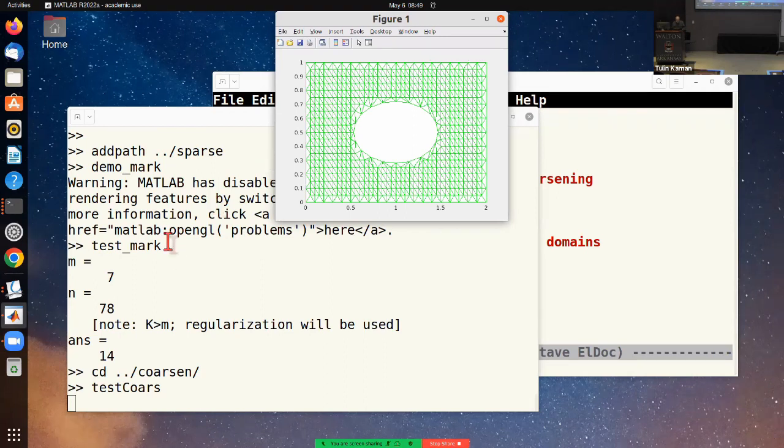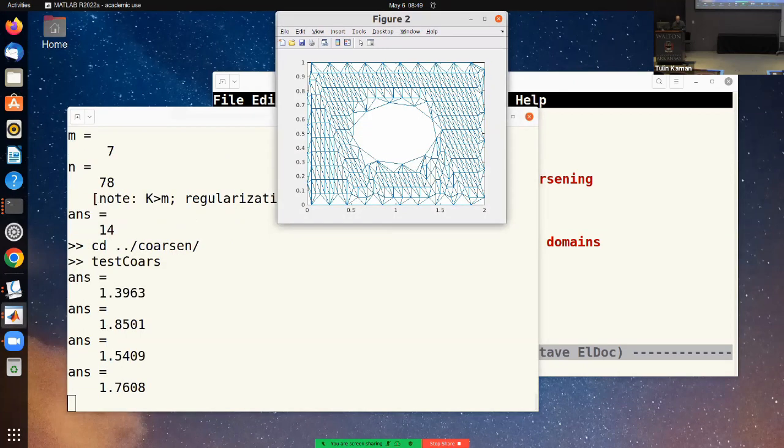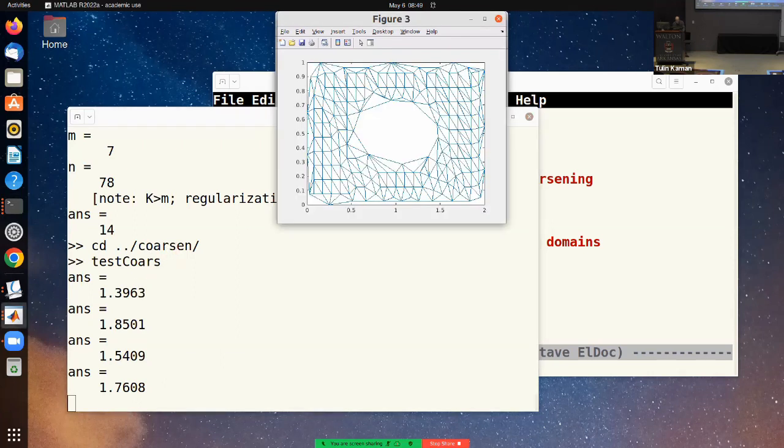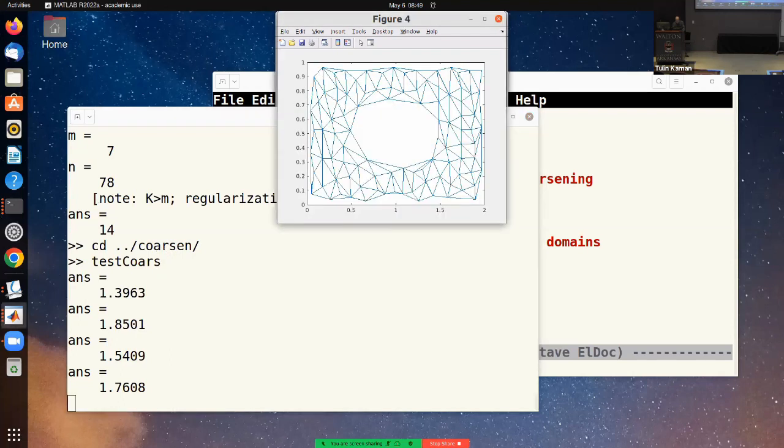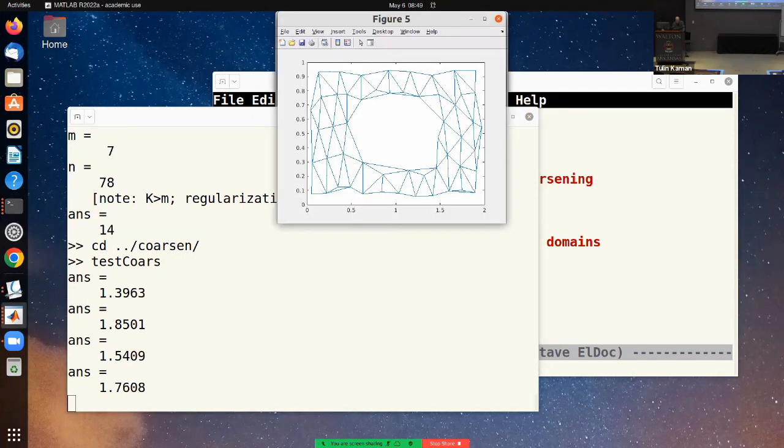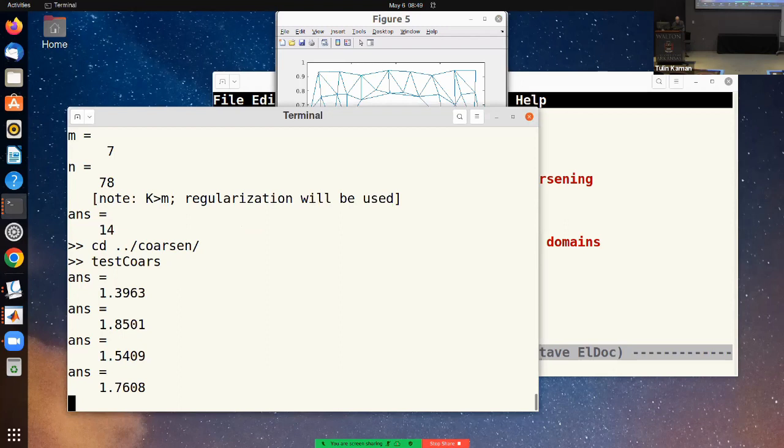So now let's look at the next level. Level 1. Here it is. It's a very simple technique, by the way. So level 2, level 3, level 4, and that's it, I think, right? Level 4. So that's what you get at the end.